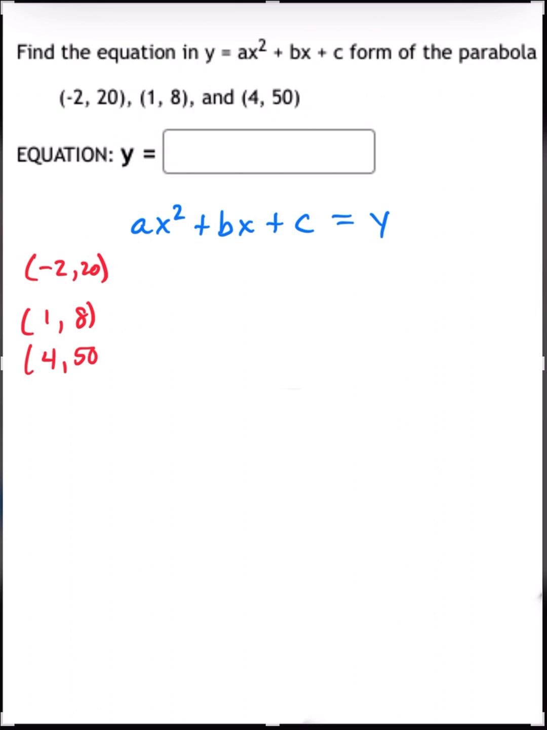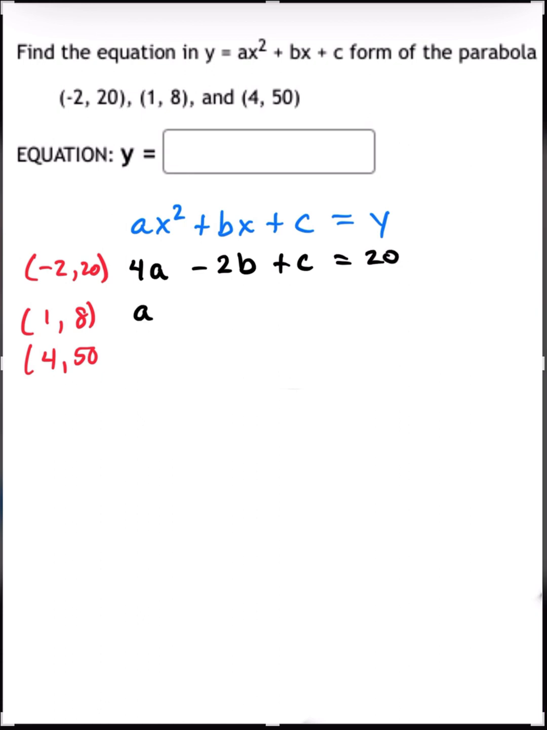The first thing you'll do is take the negative 2 comma 20 by putting negative 2 in for x and 20 in for y. When I put negative 2 in for x, I'm going to square the negative 2 and get 4a. Then if I put negative 2 in for the x in the next part, I'll have a negative 2b. And then the plus c just stays plus c and then equals your y value of 20.